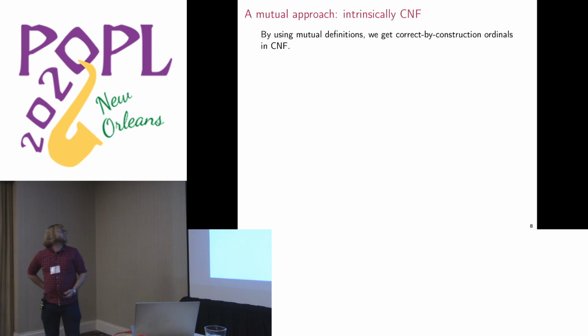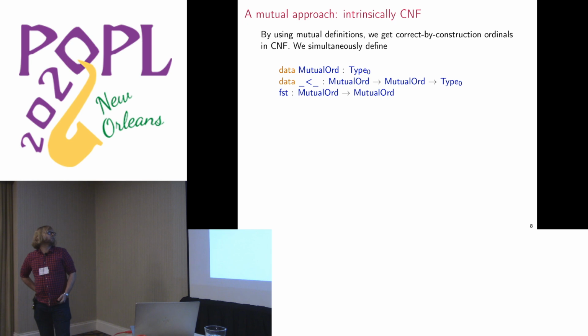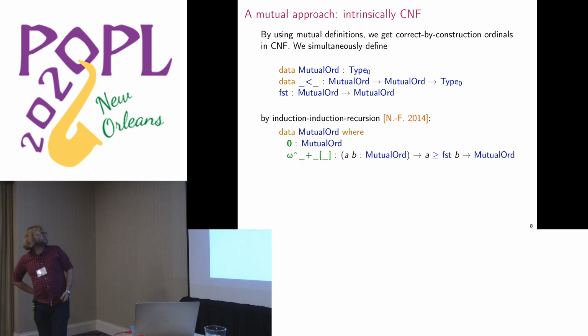And it turns out that nowadays we can. By using mutual definitions, we can get this by construction instead, that every term is in Cantor normal form. And the idea is not so complicated, I think. Instead of first defining the trees and then the order in the first function, we're defining everything at the same time. So you can do this in Agda with a mutual definition. And this is formally called an inductive-recursive definition, because these two things are defined inductively, and this is defined recursively.